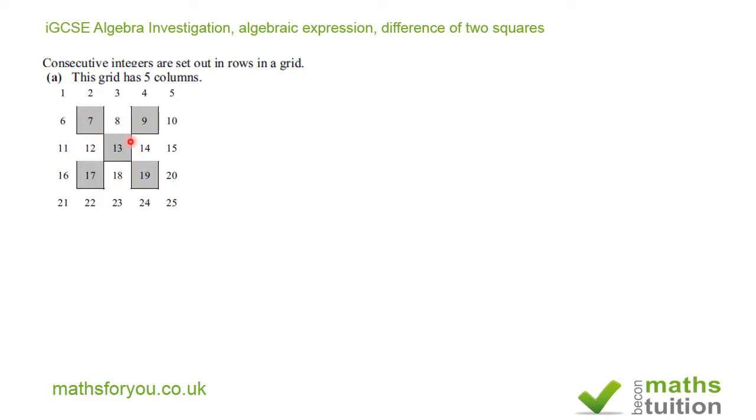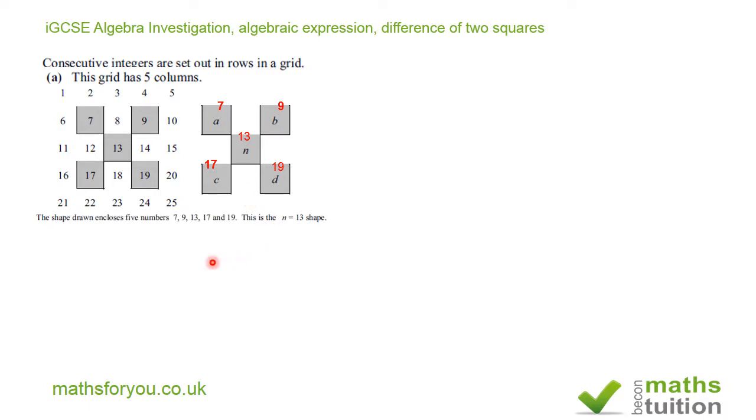Okay, and we've got this picture here with 5 squares with 13 in the middle. So this is the n is equal to 13 shape. So we've got A, B, C, and D. So A will be 7, B is 9, C is 17, and D is 19. Okay, and n in the center is going to be 13. And it says the shape drawn encloses 5 numbers: 7, 9, 13, 17, and 19.